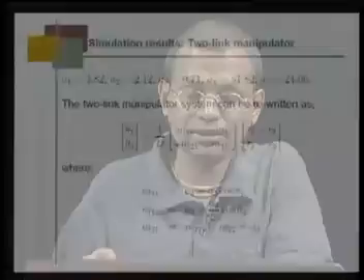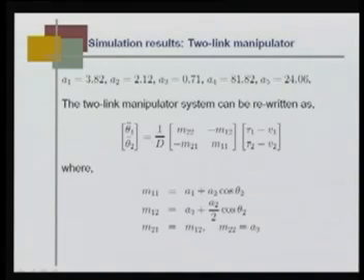Doing that, what you get is theta 1 double dot, theta 2 double dot equal to 1 upon d times the matrix m22, minus m12, minus m21, m11, multiplied by tau 1 minus v1, tau 2 minus v2, where m11 is given by this expression, m12 is given by this expression, m21 is m12 and m22 is a3.